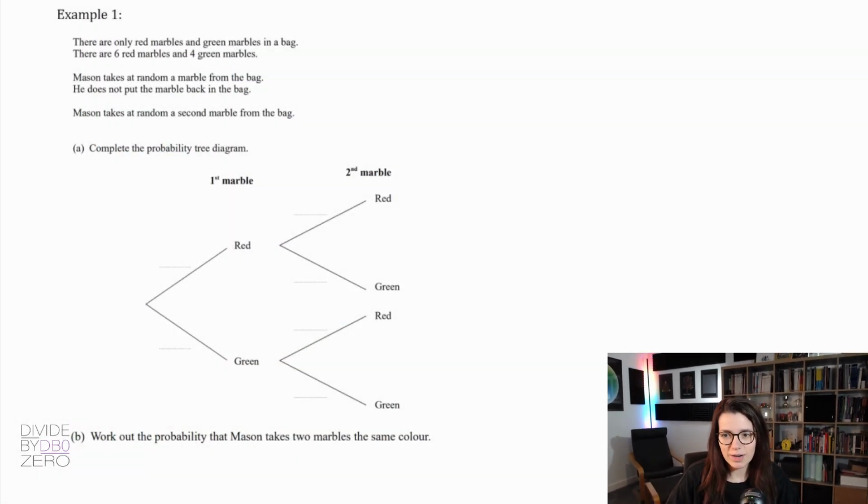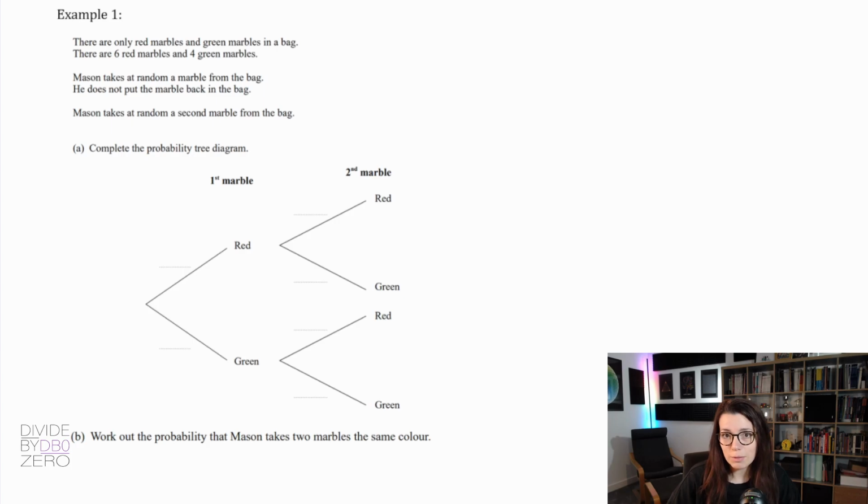I've made another video on the basics of using tree diagrams, so I'd recommend you watch that one first if you haven't already. Example 1, and this is using a tree diagram. There are only red marbles and green marbles in a bag. There are 6 red marbles and 4 green marbles. Mason takes at random a marble from the bag. He does not put the marble back in the bag. Mason takes at random a second marble from the bag.